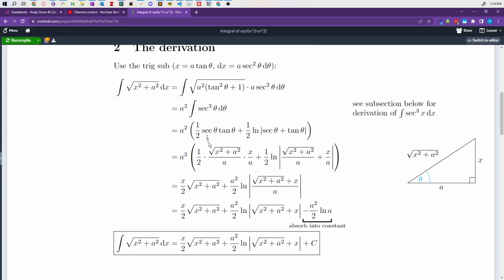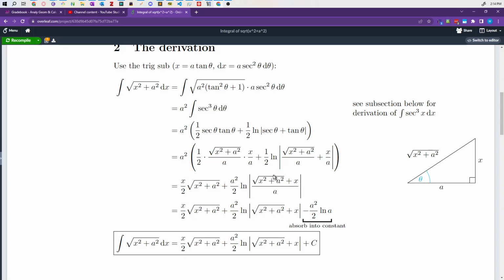And then you can sub everything in, so we can read off of the triangle what secant theta is supposed to be. So secant is the reciprocal of cosine. Cosine is adjacent over hypotenuse, so secant is going to be the reciprocal of that. It's going to be hypotenuse over adjacent, which gives you this fraction. Tangent, you can just read off by dividing over, and then secant and tangent again.